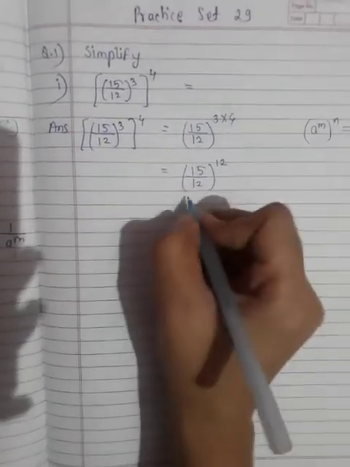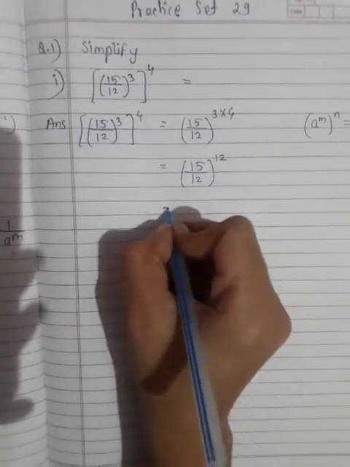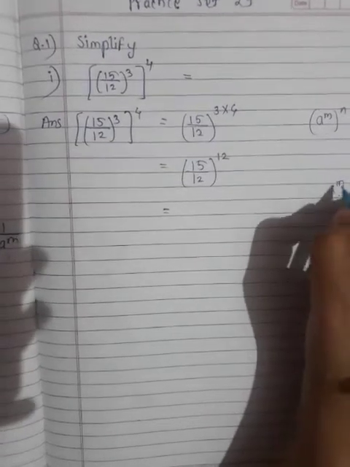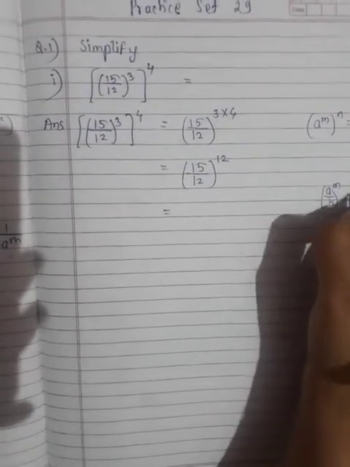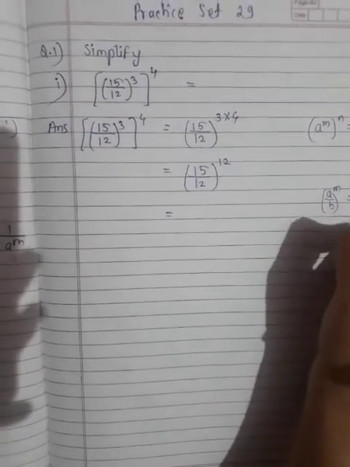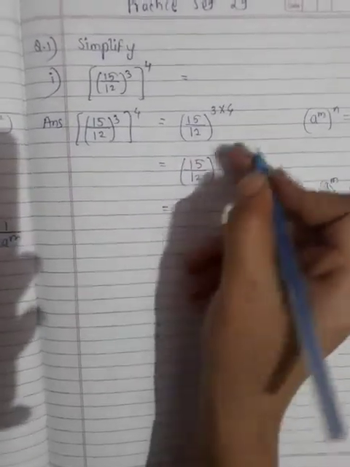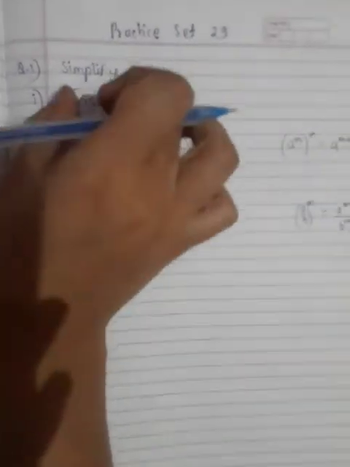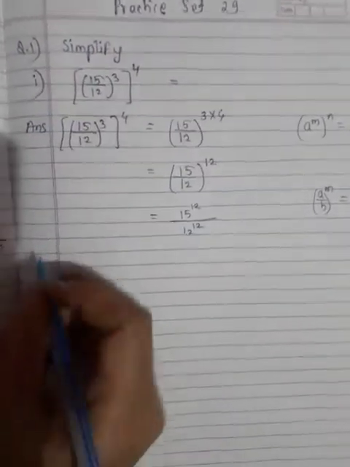And also you can use here (a/b)^m means a^m upon b^m. So here (15/12)^12 means 15^12 upon 12^12. So you can simplify like this.